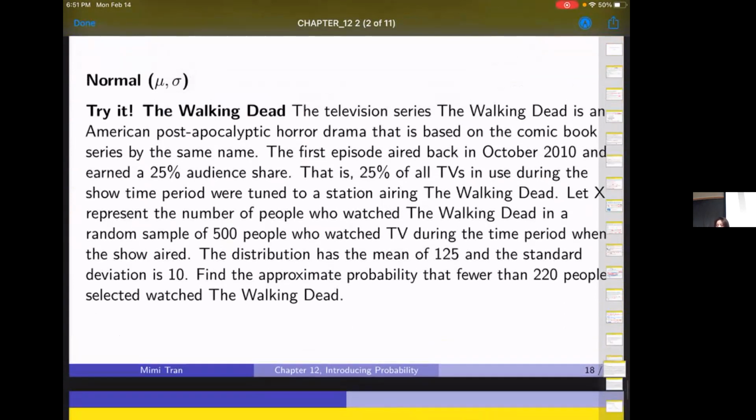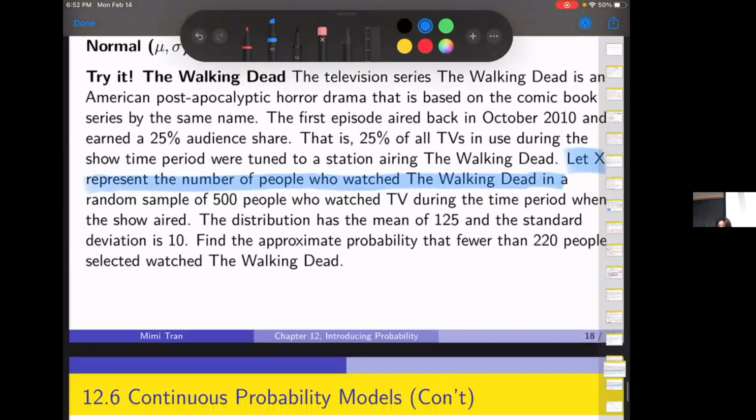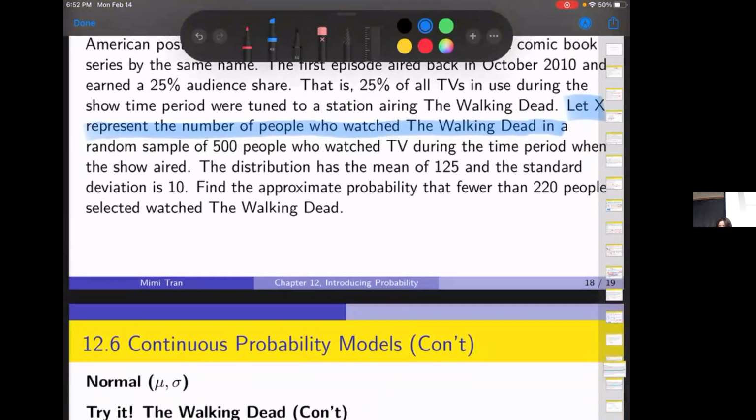The first episode aired back in October 2010 and earned 25% audience share. That is, 25% of all TVs in use during the show time period were tuned to the station airing The Walking Dead. Let X represent the number of people who watched The Walking Dead. I'm going to highlight that, that's important. I know what X is: the number of people who watched The Walking Dead in a random sample of 500 people who watch TV during the time period when the show aired. The distribution has a mean of 125 and a standard deviation of 10. Find the approximate probability that fewer than 220 people choose to watch The Walking Dead.